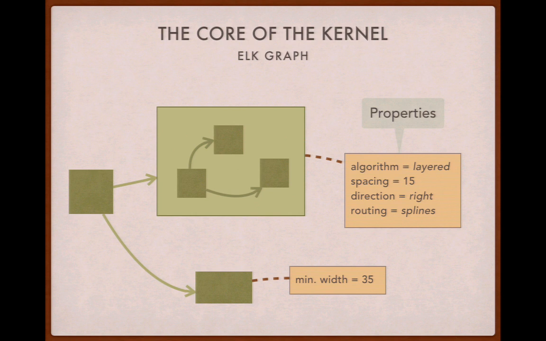for the parameters that I mentioned is you can attach properties to any of these graph elements, to nodes and to edges and everything else. And these properties are mainly meant to control the layout algorithm. So these are the parameters that give exactly, for this subgraph, I want this layout algorithm with this spacing between the elements, and the main direction should be left to right. I want the edges routed as splines, and so on. So you can put these things into any of the graph elements. And of course, then it's up to the layout algorithm how to interpret them.